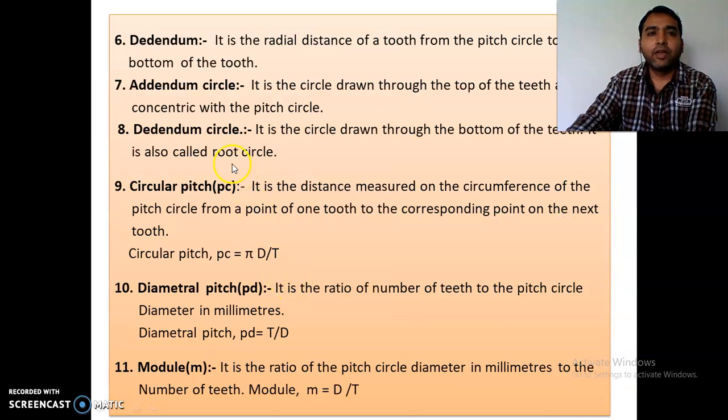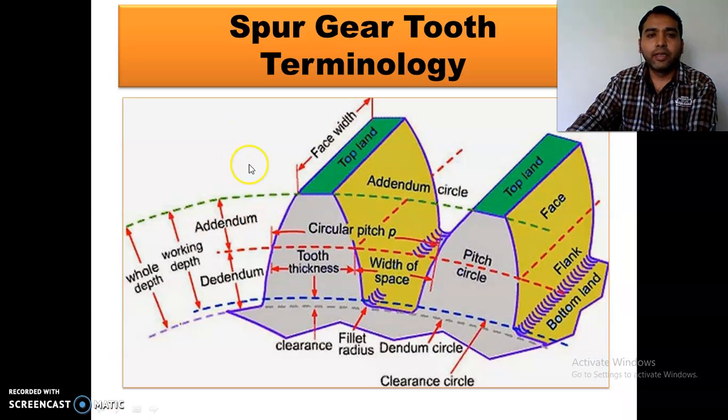Okay. Now 7, addendum circle and 8, dedendum circle. This is the addendum circle and this is called dedendum circle. The circle which is drawn through the top of tooth is called as addendum circle, and the circle which is drawn through the bottom of tooth is called as dedendum circle.